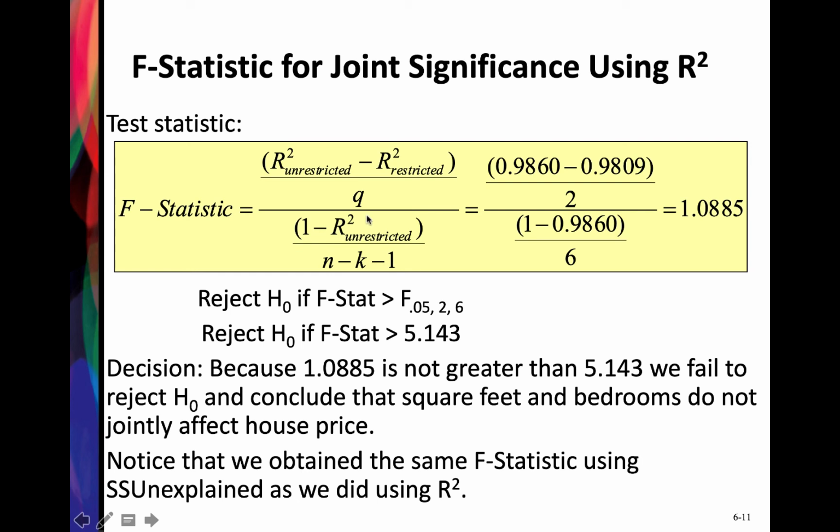You can always use the sum of squared unexplained version, not always the R squared version, but in this type of test that we're doing right here, as long as your Y variable is the same between the two regressions, you're fine using either version. And then our decision is the same because we have the same test statistic, regardless of if you use the sum of squared unexplained version of the test or the R squared version of the test.